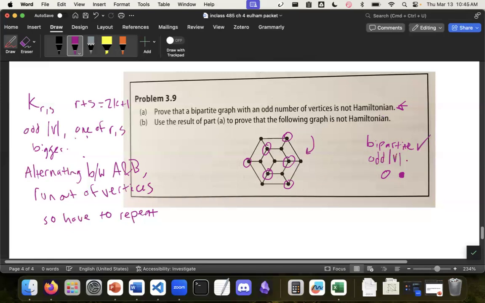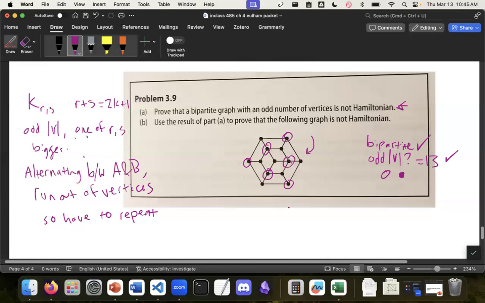And now the question is, does it have an odd number of vertices? Which we can go and count them. 1, 2, 3, 4, 5, 6, 7, 8, 9, 10, 11, 12, 13. So since both these things are true, and we just proved A, great, we can say it's not Hamiltonian.